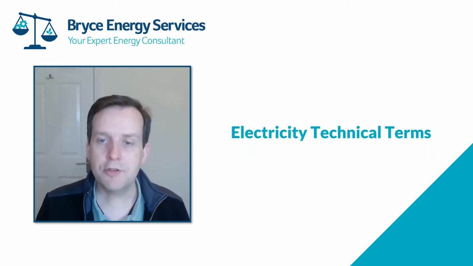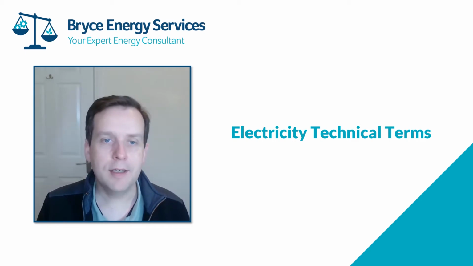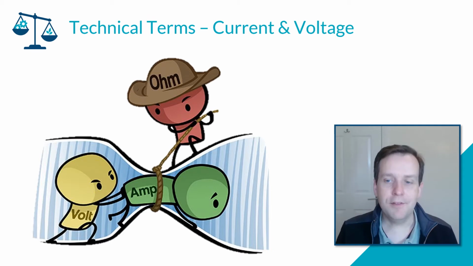So some electricity technical terms. We've already described a few, but let's elaborate or go into a bit more detail. Current and voltage. So when we say current, what we're referring to is amps. Amps is the flow of electrons, if you like, through an electrical conductor. And the more amps and the bigger the voltage, the more power is delivered.